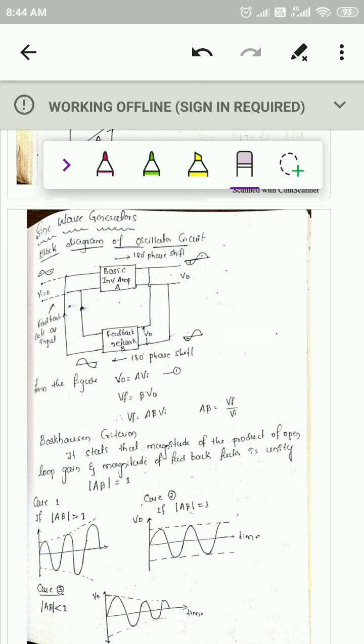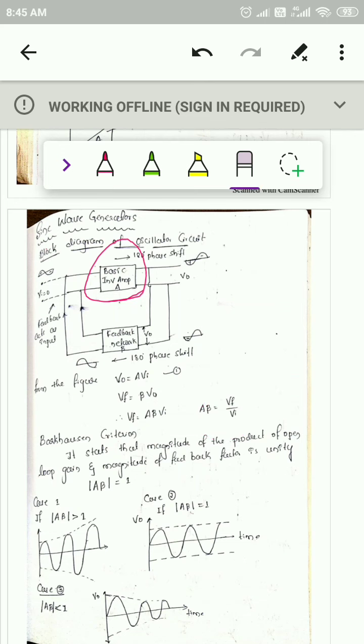Now the Barkhausen criteria, which I think you are all familiar with. The output voltage equation is V0 = A × Vi, where A is the amplifier gain. The feedback voltage is Vf = β × V0. A is the forward path gain, and the feedback path gain is β = Vf / V0.